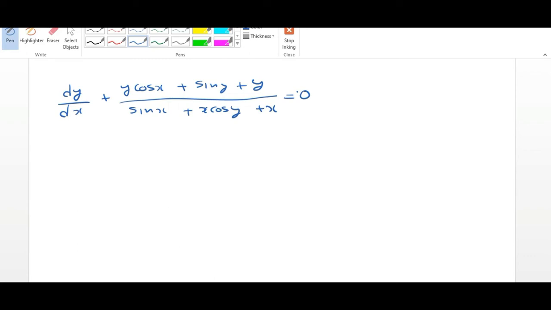Because this is basically a linear differential equation or a differential equation which can be reduced to linear form. Cos x sin y आ रहा है, so we cannot say that it is linear, but yes, it is first order first degree. It may be a Bernoulli's form.